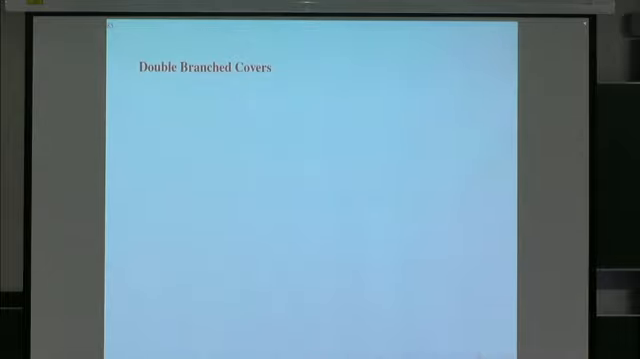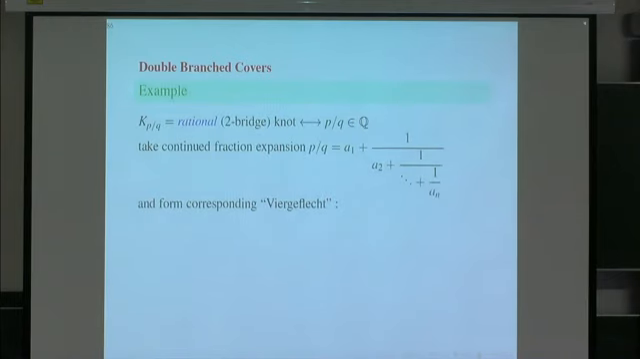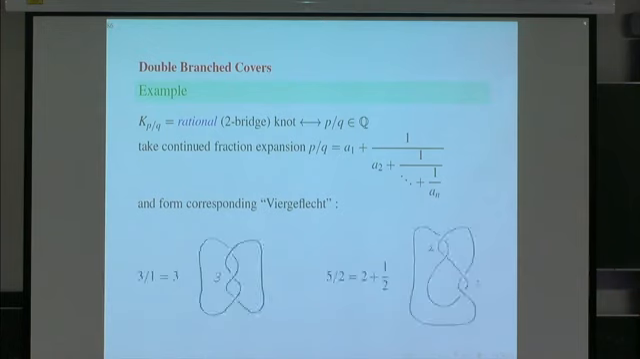Let me just go back to double branched covers and knots. In fact, let me go to a very simple class of knots, the rational knots, that are parameterized by a rational fraction p over q. So if I take some rational number p over q, actually I should take p to be odd if I want to get a knot. I can take the continued fraction expansion, a1 plus 1 over a2, and then using these terms in the expansion, I can then draw a picture. So perhaps an example is the best way to explain this.